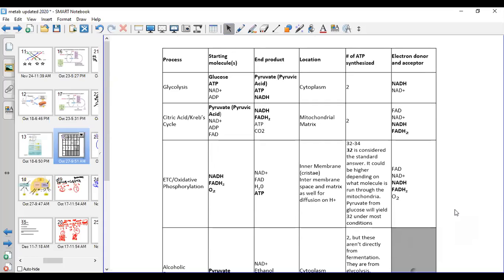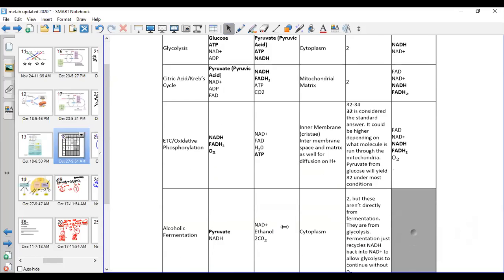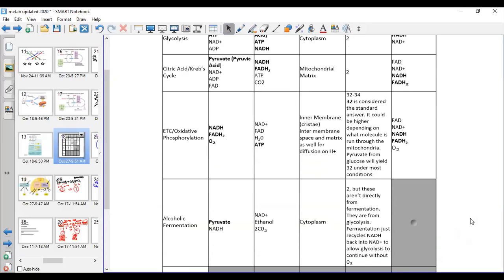What are the electron donors and acceptors involved? All you have to do is look over here to see those. So let's go to Dev. What are the electron donors and acceptors?